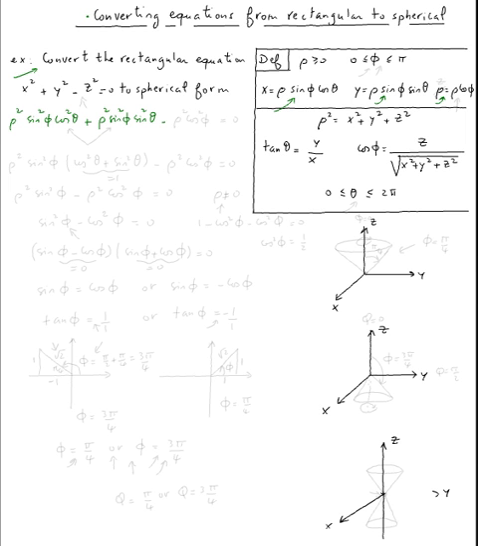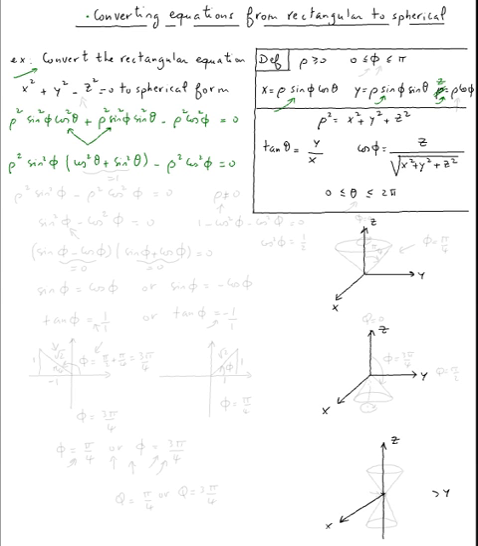minus we replace z by rho cosine phi, but it's squared, and that should be equal to 0. Now again, by looking at these, I see sine squared and cosine squared, so I can factor rho squared sine squared phi, and that's going to give me cosine squared theta plus sine squared theta, minus rho squared cosine squared phi is 0.